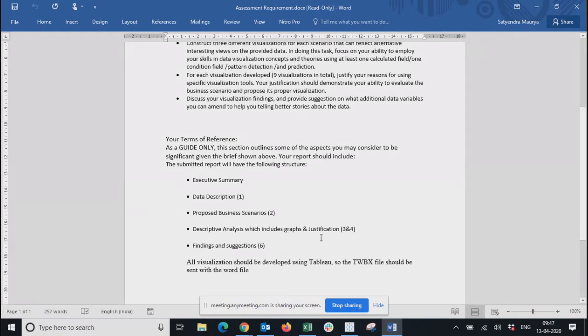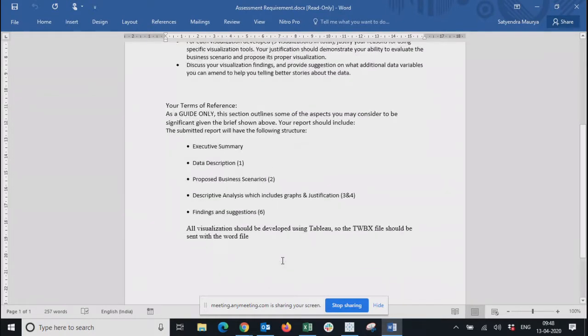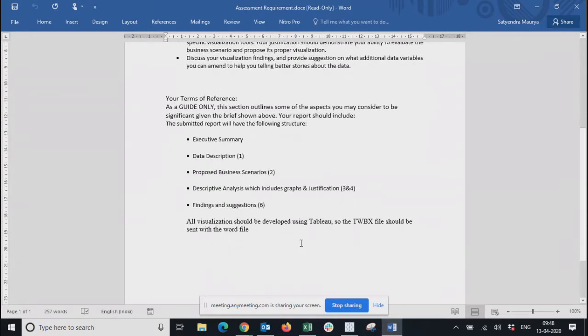And descriptive analytics, basically which charts you use, why you used them, and suggestions and findings. So this is what you need to submit, right? While submitting, you need to keep in mind that the data file which you are going to share should be TWBX, because if you connect to your Excel sheet and save only a TWB file, I'll not be able to open that here. So you need to create a TWBX file.